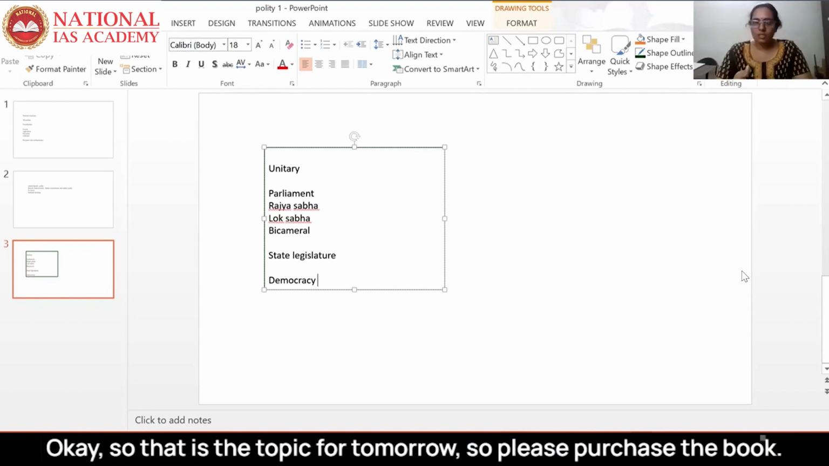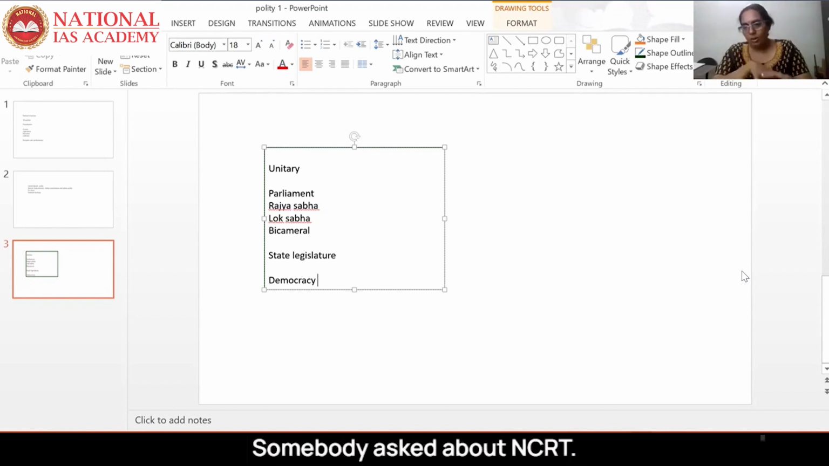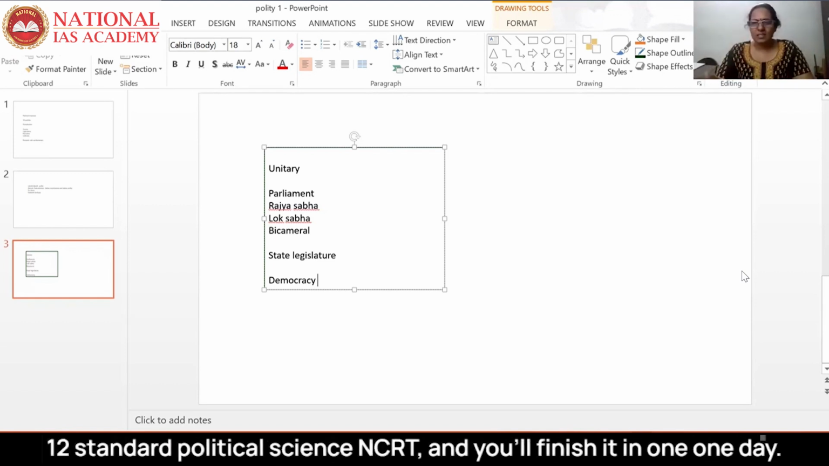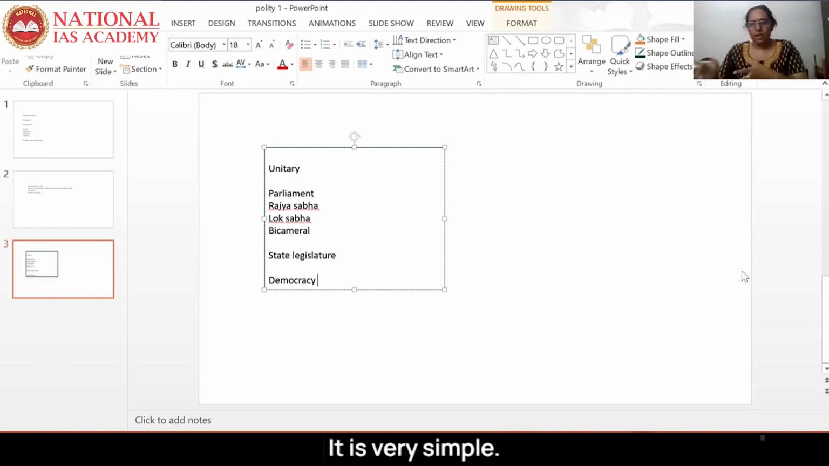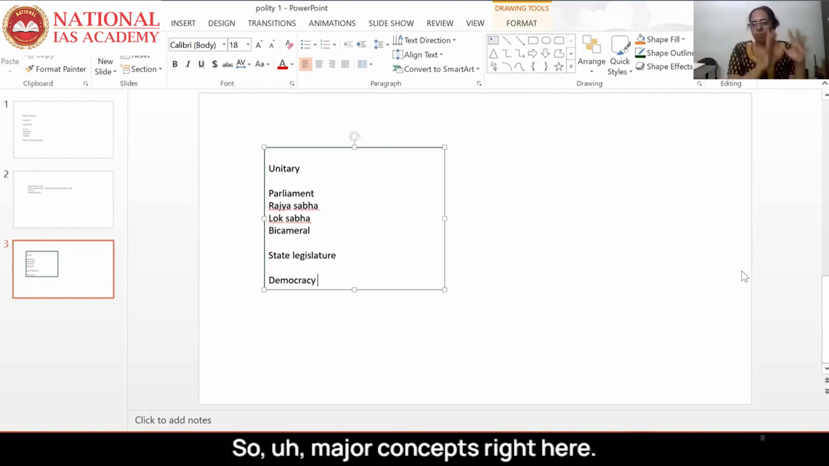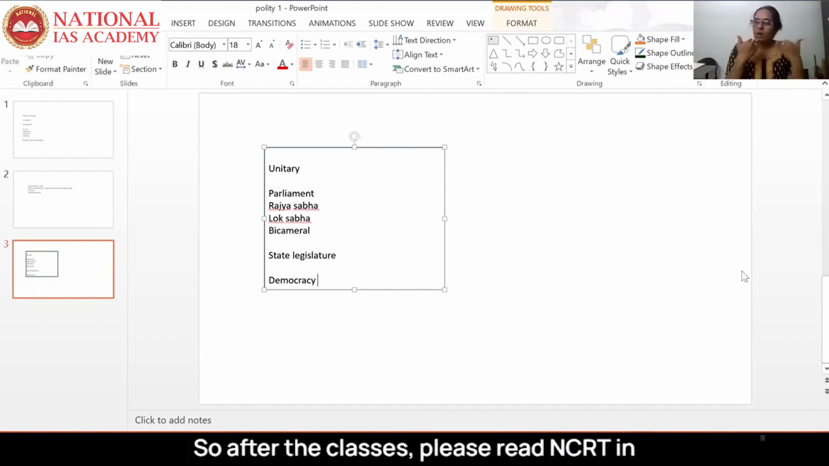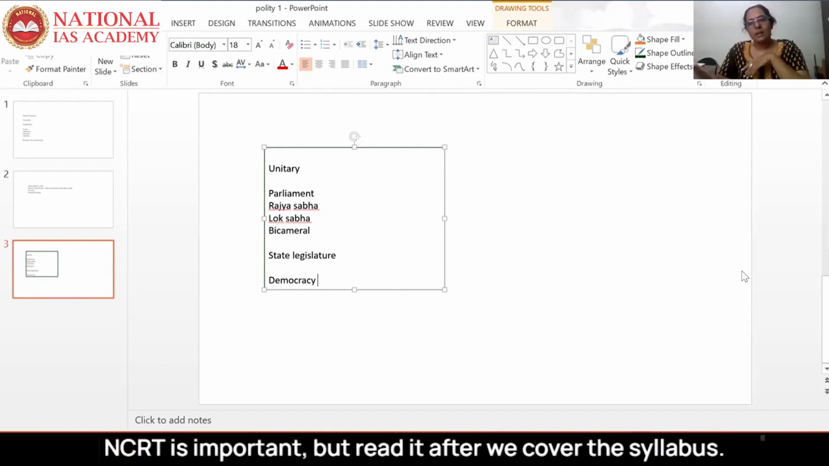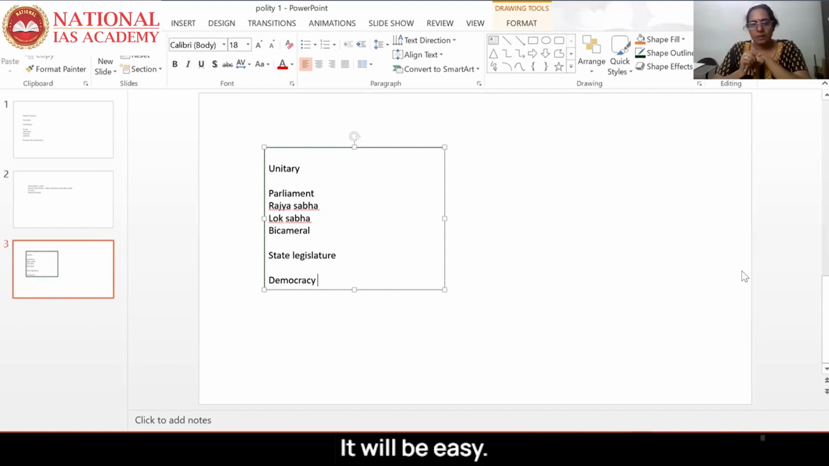So please purchase the book and start reading. Somebody asked about NCERT. Once we are done with this syllabus, you can just pick up the 11th standard and 12th standard political science NCERT, and you'll finish it in one day. It is very simple. The major concepts are here. So after the classes, please read NCERT in one or two days. You will be able to cover it. NCERT is important, but read it after we cover the syllabus. It will be easy.